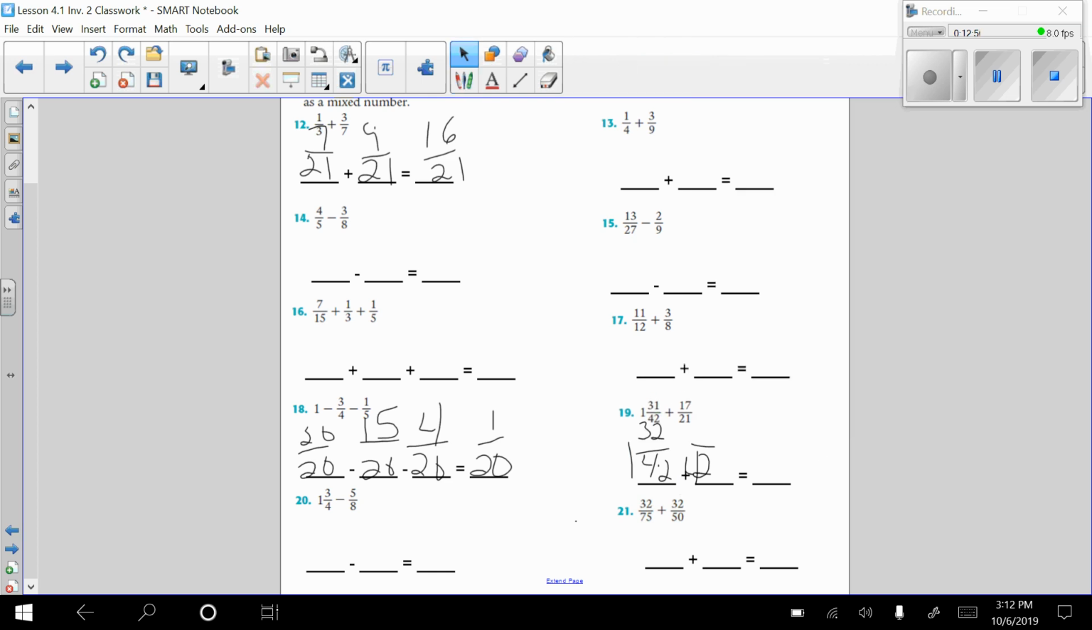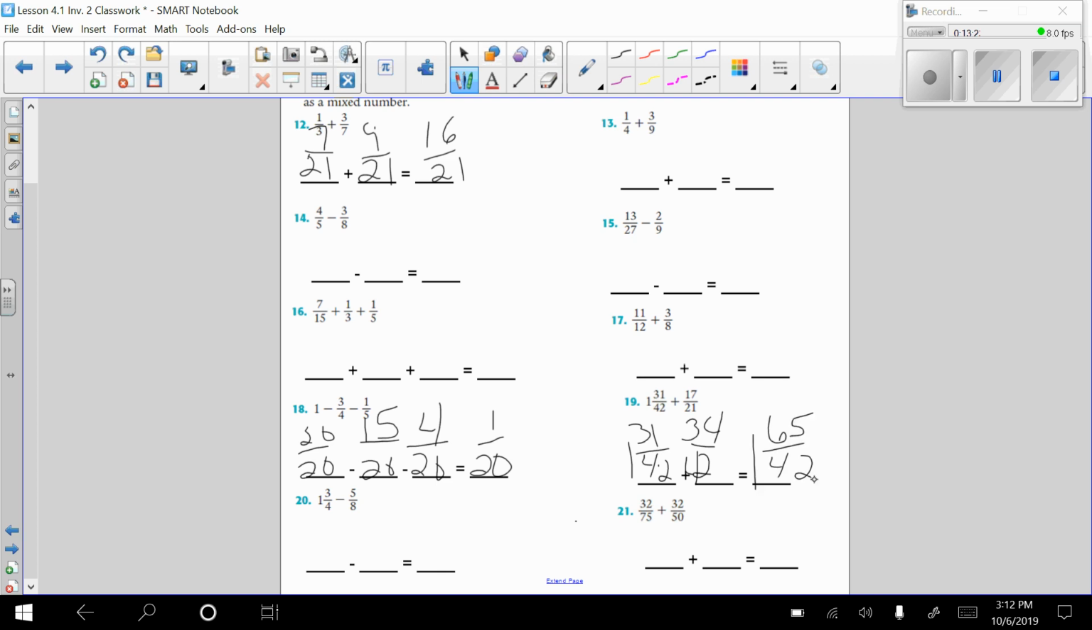Oh, excuse me. 31 plus 34 is 65. Oops, I'm sorry, I said 32 earlier, but that should have been 31, not 32. I made a mistake there. Let me double check this. I didn't copy down correctly. Make sure you're always double checking, because that does make mistakes. The 1 keeps coming along, and I have 65 over 42.